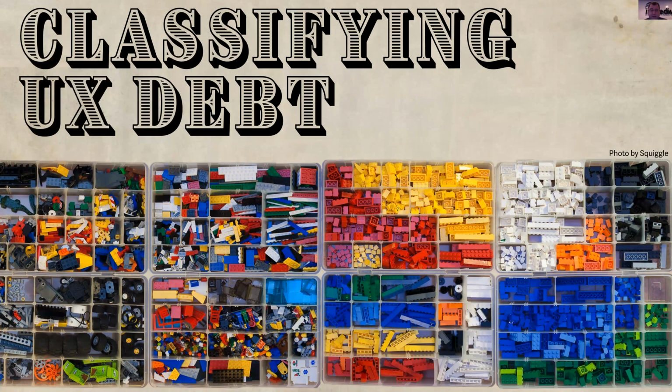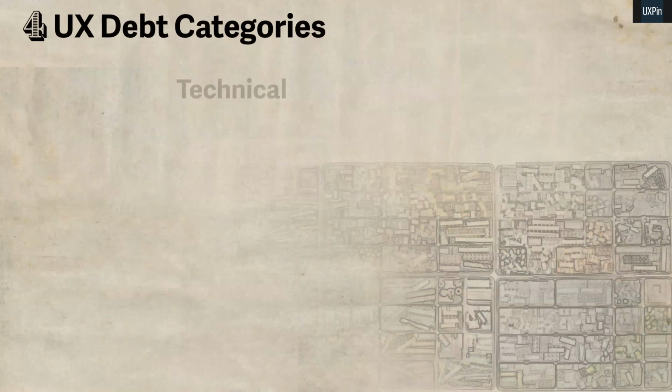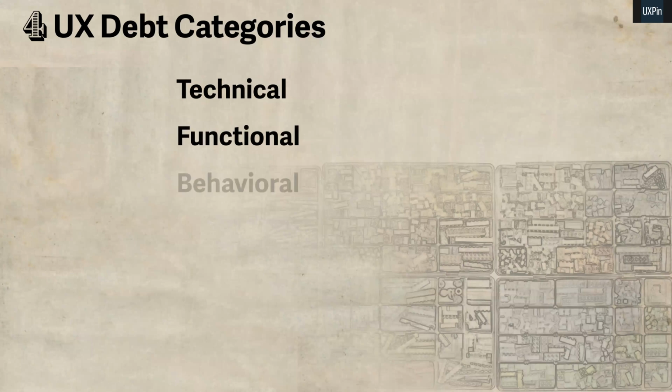Okay, so we've identified our debt. The next step is to classify it. We have to determine what's harder or easier to fix, and who's responsible, and when it makes sense to tackle an issue. So there are 4 UX debt categories that I use to classify my debt. You might find some other categories that are useful for you, but this is the way I do it. And I will sometimes even subcategorize.